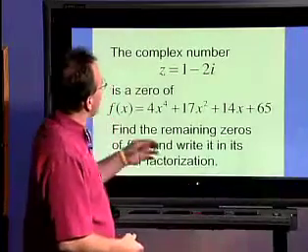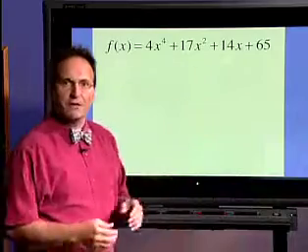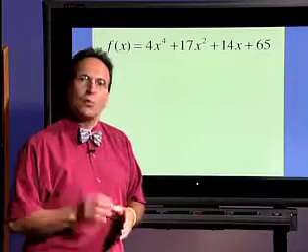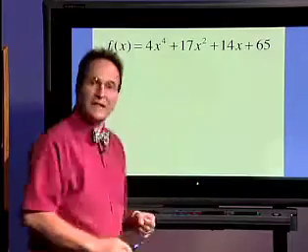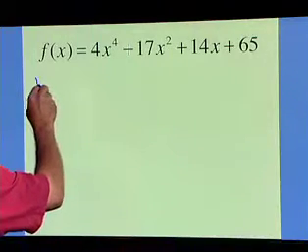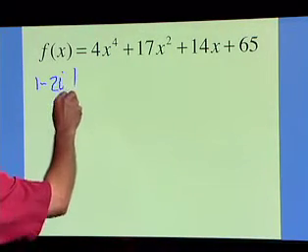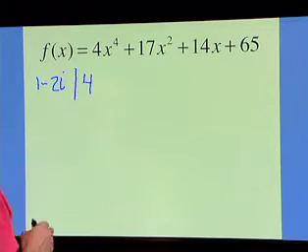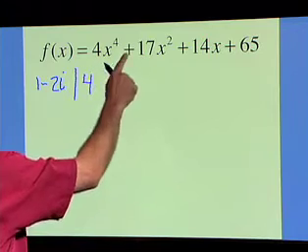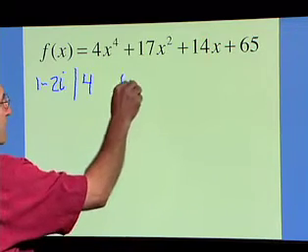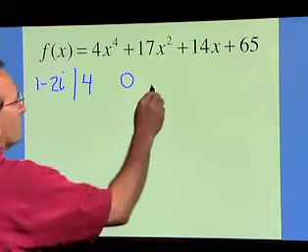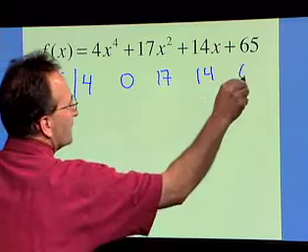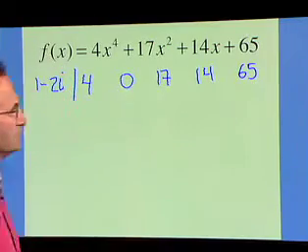Alrighty, so this was our original function, and we're going to perform synthetic division using as the divisor 1 minus 2i. So let's set that up now. We have 1 minus 2i, and we're going to divide that synthetically. So I need to take down the coefficients of my terms. And of course, there's no x cubed, so we have to put 0 in its place. We have 17 for the x squared, 14 for the x, and 65 as the constant term.